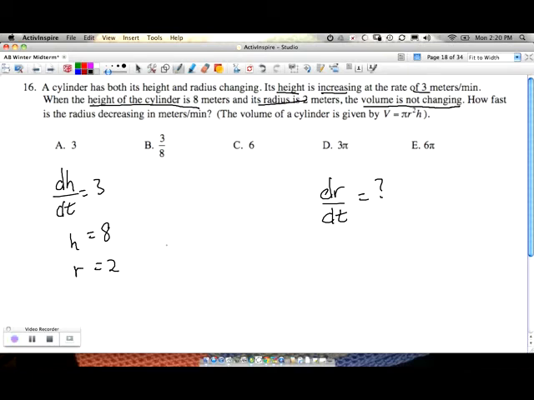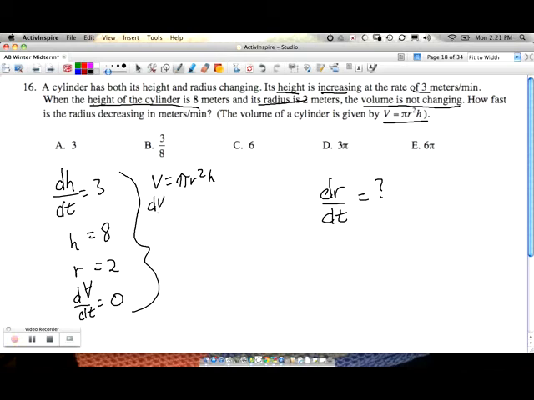Well, volume not changing means the rate of change of the volume is nothing, or 0. So dV/dt equals 0. We're going to use all of these together to solve for dr/dt. We just need an equation that ties them all together, like V equals pi r squared h. Well, let's use that. Volume equals pi times the radius squared times the height.